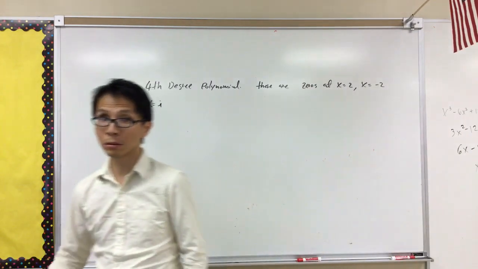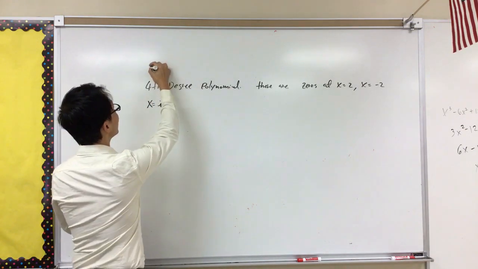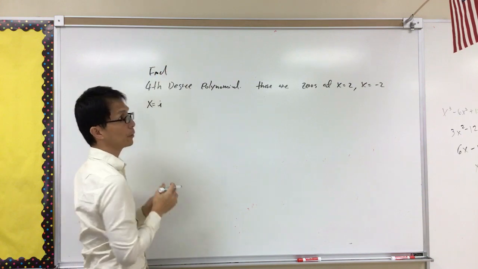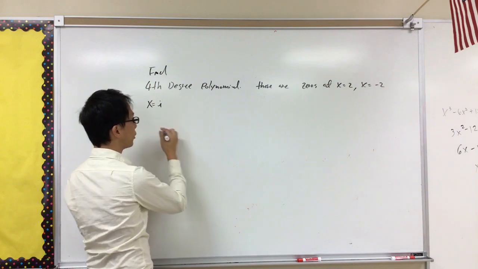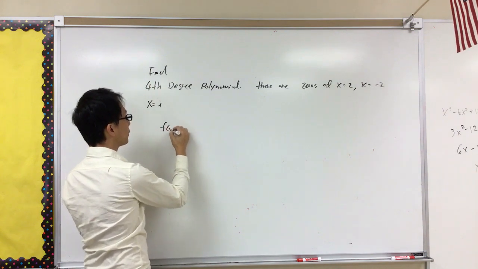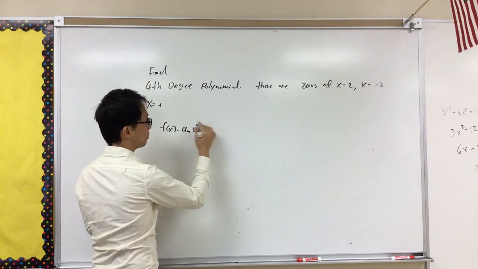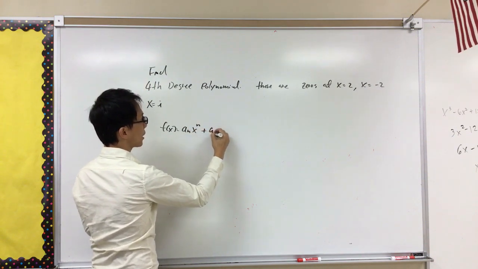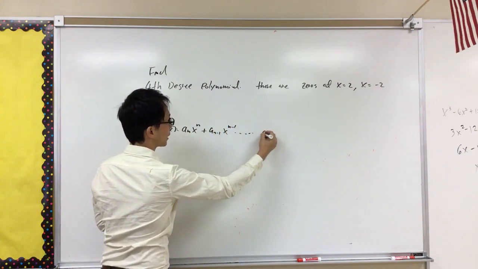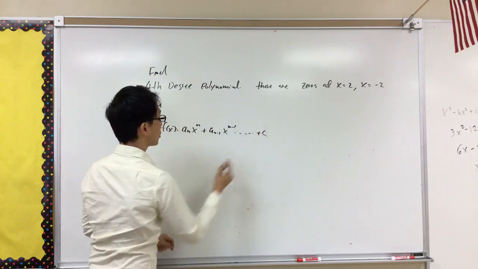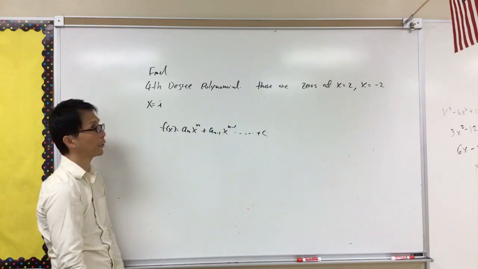So your final goal here is to find the fourth degree polynomial. Fourth degree is x to the fourth, so your end goal is probably going to be some type of f of x equal to a_n x to the n, which is x to the fourth, plus a_(n-1) x to the n minus 1, dot dot dot, plus a constant. So you should end up with something like this. This is called the standard form of a polynomial.